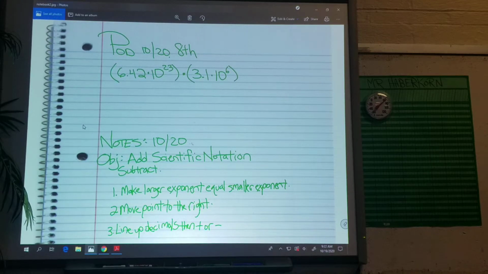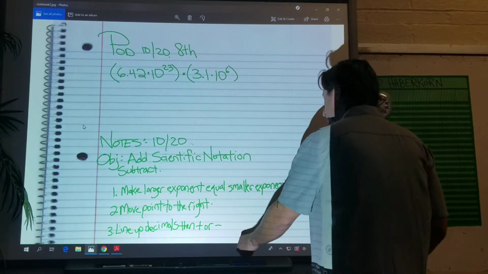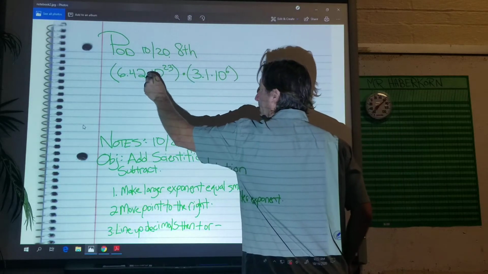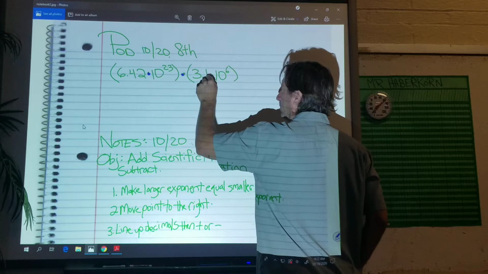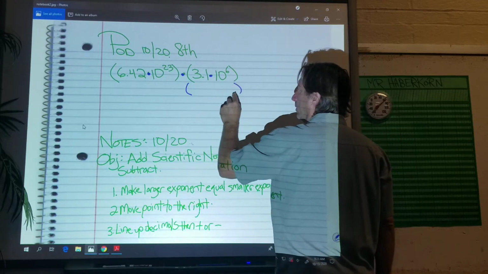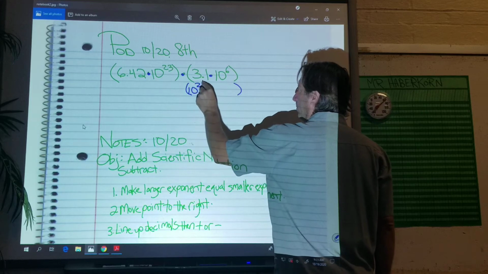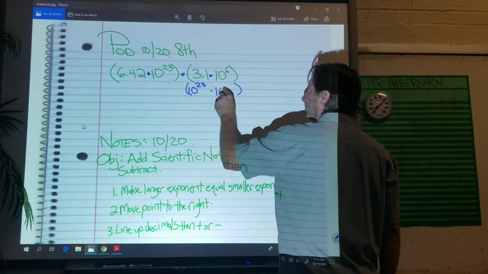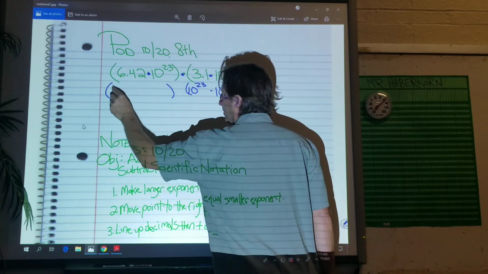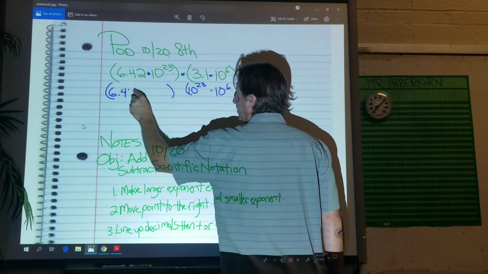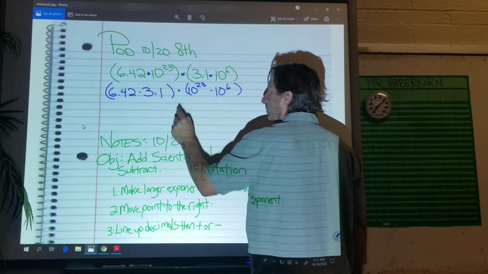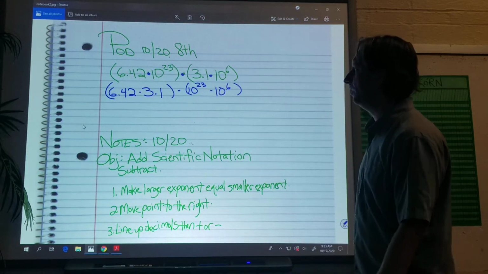All right, so multiplying scientific notation. So we know when we multiply, since these are all multiplication signs, we can change the order. So I'm going to put the two exponents in this parentheses. I'm going to put the two decimals over here. And this makes our life easier.